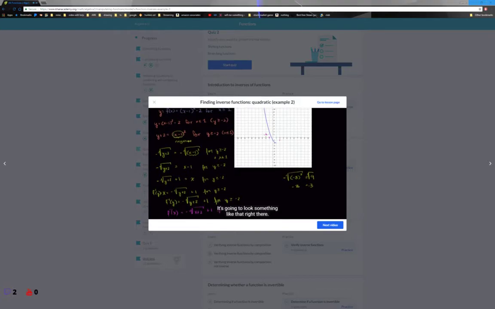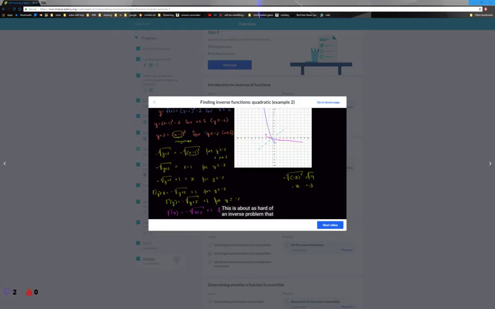It's going to look something like that right there. And as you can see, it is a reflection of our original f of x along the line y is equal to x, because we've essentially just swapped the x and the y.